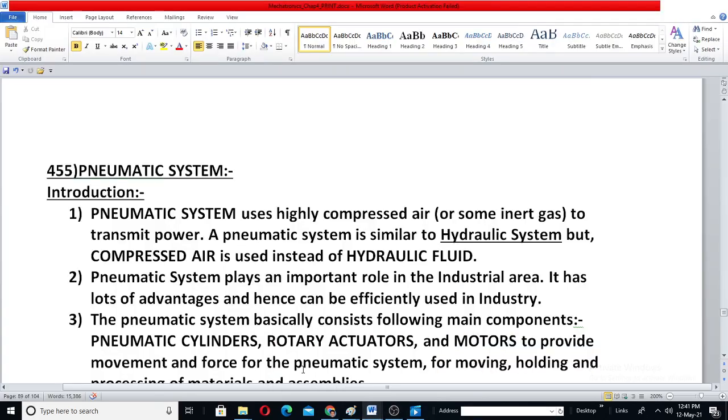Class 200. Pneumatic system. It is a system of highly compressed air or some inert gas. Air means atmospheric air, which is used to transmit power. It is similar to a hydraulic system, but compressed air is used instead of fluid liquid.